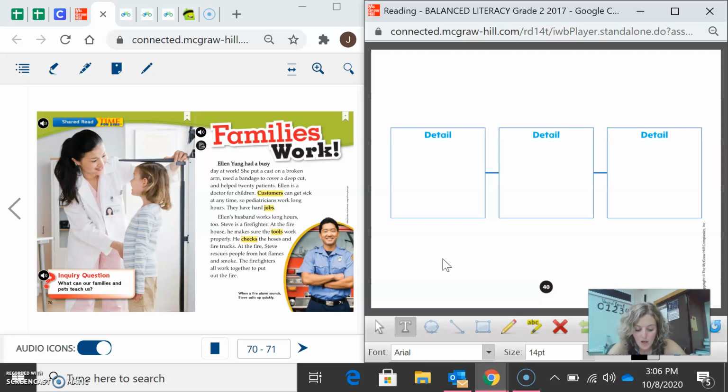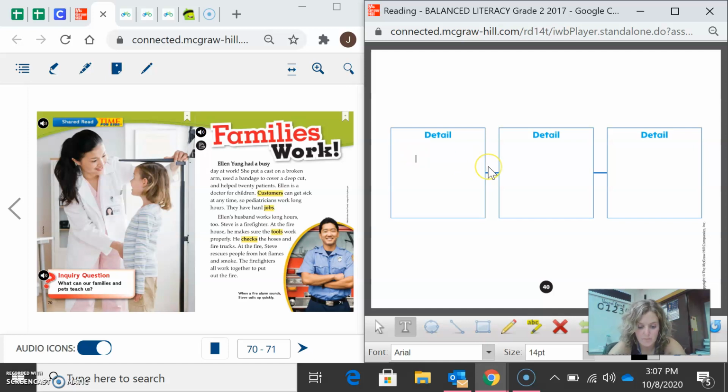Okay, so as I read and looked at the pictures on pages 70 and 71, so these first two pages, I understand that Ellen Young is a pediatrician. Her husband, Steve, is a firefighter, and they both work away from home. So one of our key details is Ellen and Steve Young have jobs.